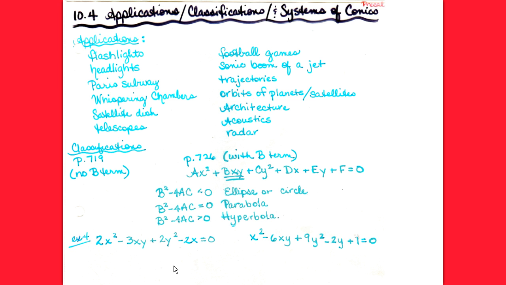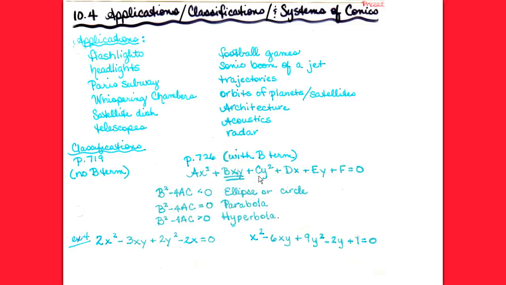Back on page 719, we were looking at that in the last section, where if you don't have this BXY term, if it just goes AX squared plus CY squared, that was where we looked at A and C, right? If you multiplied A times C and you got a positive number and A was not equal to C, then you had an ellipse. If you had a positive number and A was equal to C, then you had a circle. If you multiplied A times C and you got a negative number, you had a hyperbola. If you multiplied A times C and you got 0, you had a parabola. That is when I do not have a BXY term.